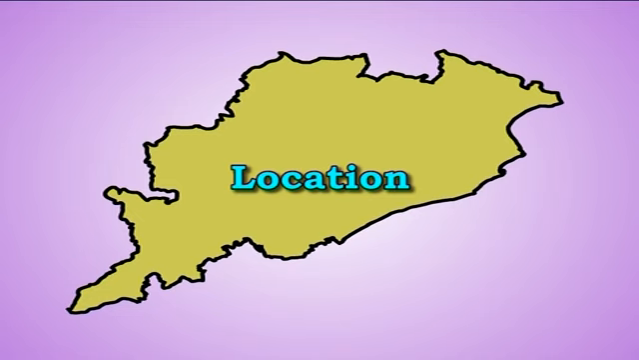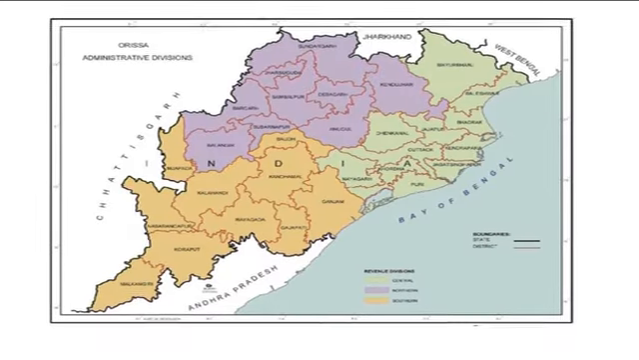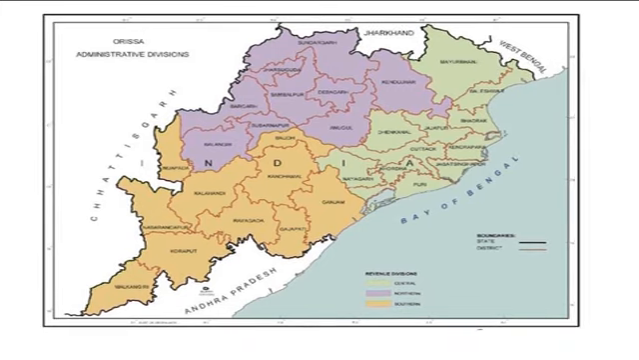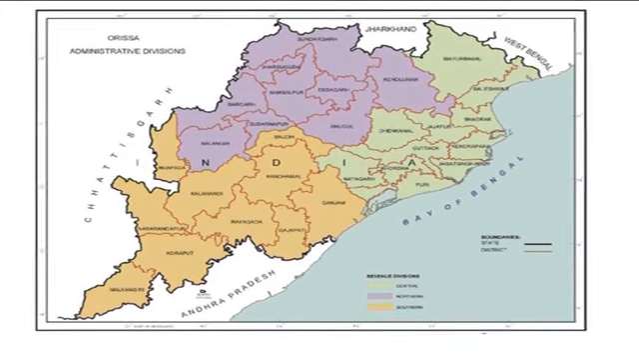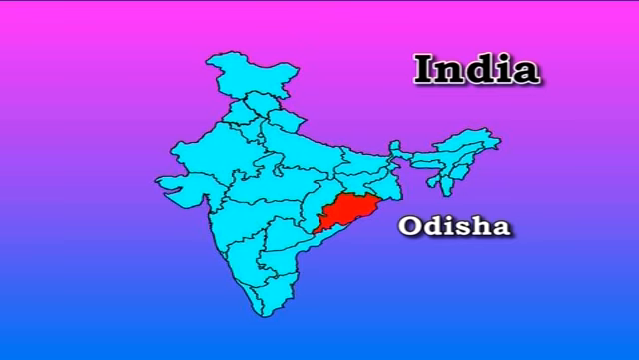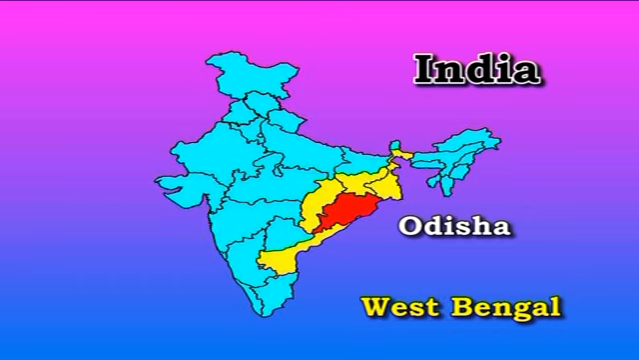Coming to the location, Odisha, earlier known as Orissa, is a state located on the east coast of India. Odisha is surrounded by Jharkhand in the north, Andhra Pradesh to the south, and Chhattisgarh to the west. West Bengal lies northeast to Odisha. The Bay of Bengal lies on the eastern coast.